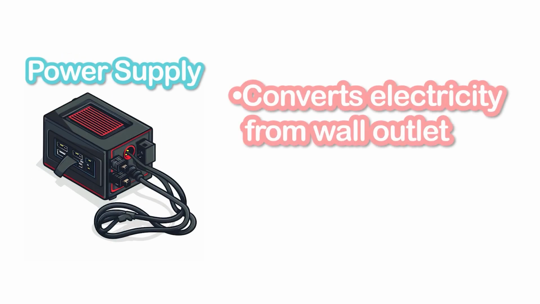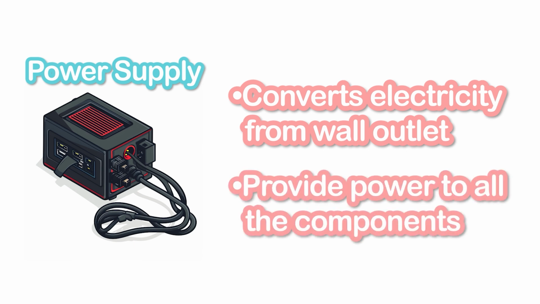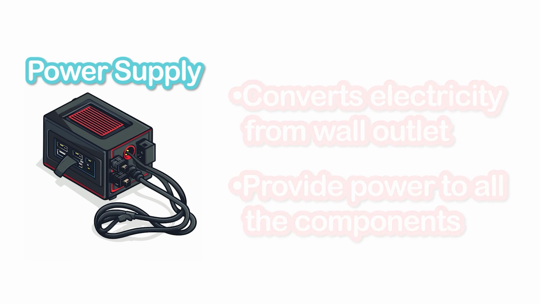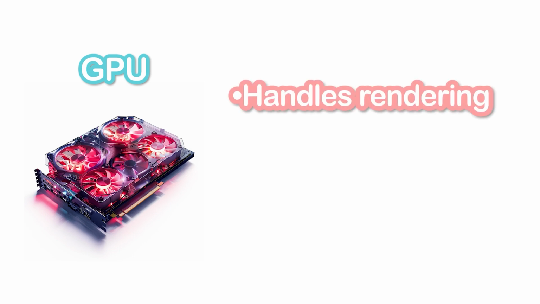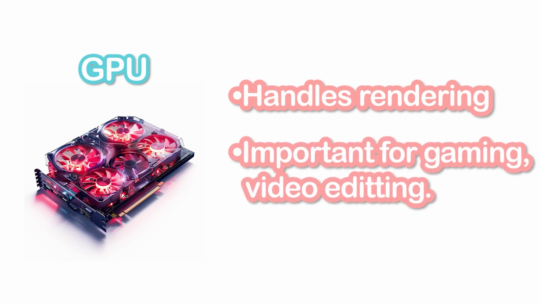The power supply unit, PSU, converts electricity from your wall outlet into a form that the computer can use. It provides power to all the components inside the computer. Graphics card, or GPU. The GPU, or graphics processing unit, handles rendering images, videos, and animations. It's especially important for gaming, video editing, and other graphics-intensive tasks.